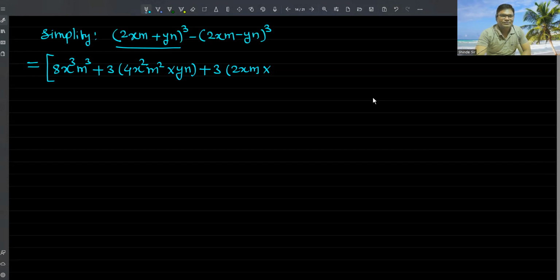square, that is 3ab square. b square means the square of y and n. So y square is y square and n square is n square. Then the cube of second term. The second term is yn. So the cube of yn is equal to y cube n cube. So this is nothing but the expansion of the first bracket.